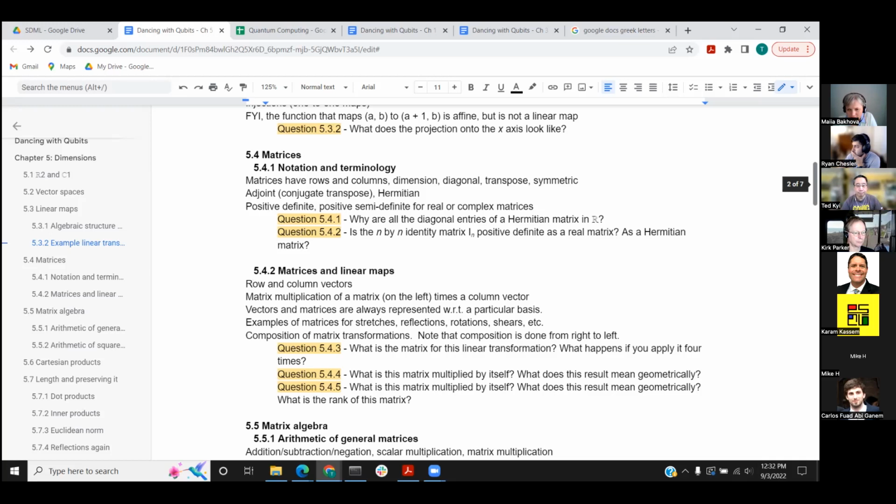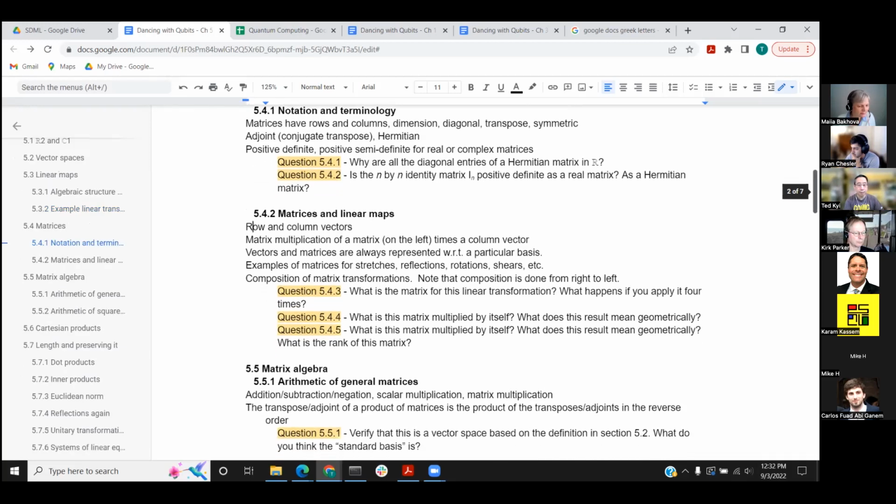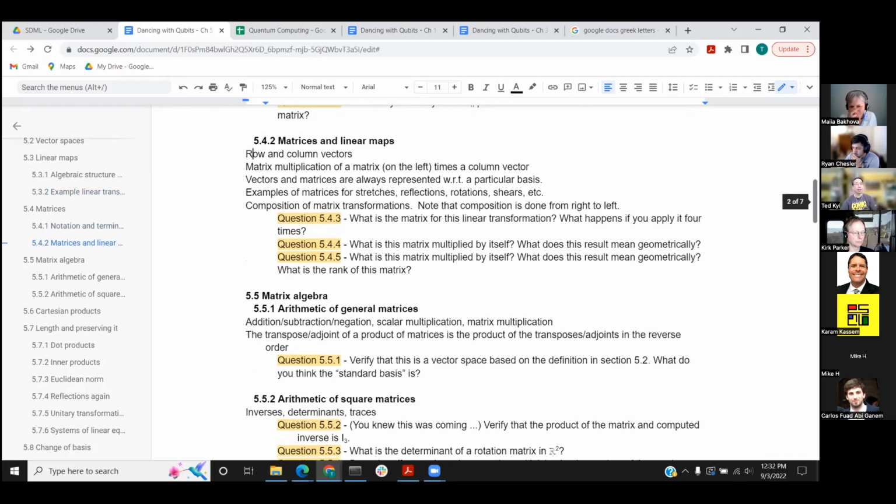All right, so that was this section. Any other questions, thoughts, comments?